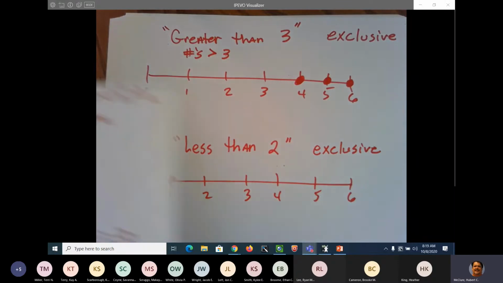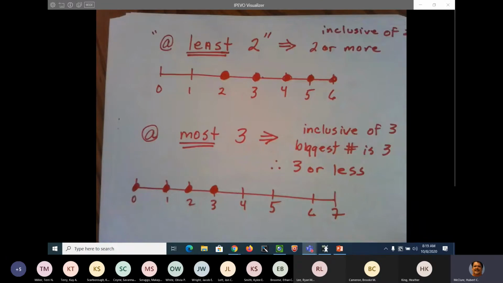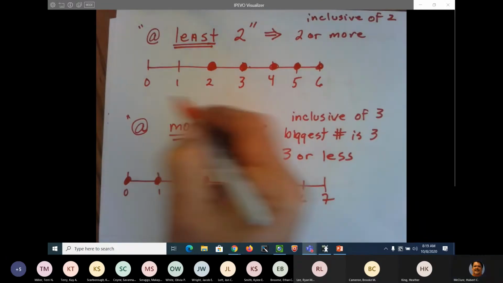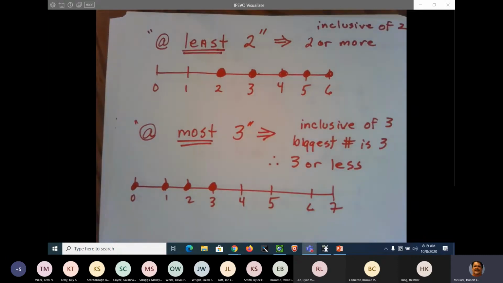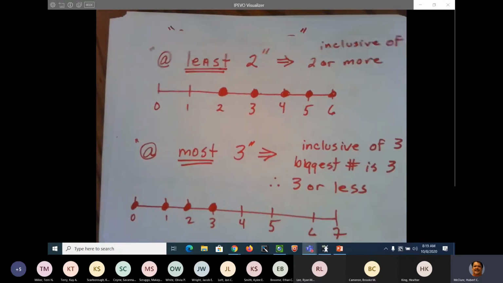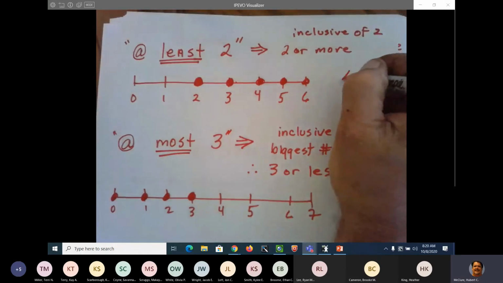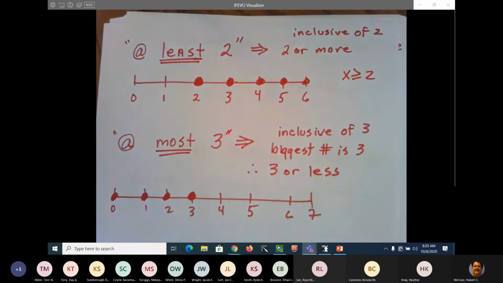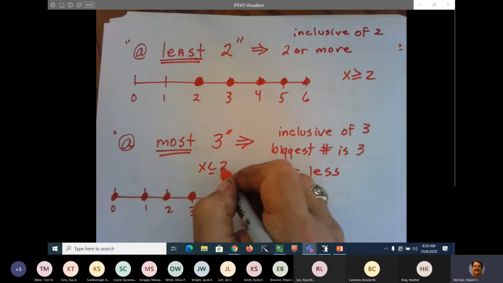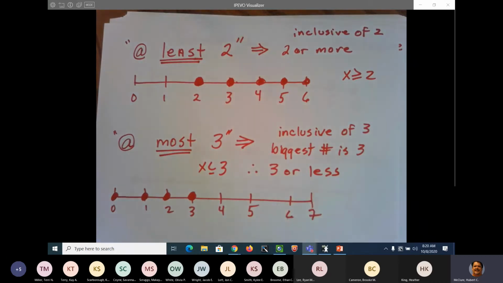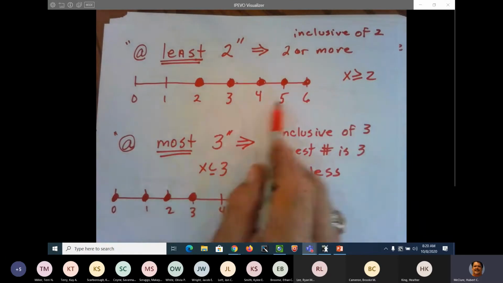Okay, so before we even get started on this, you need to make sure you understand when you're given a mathematical sentence that looks like these two, you know that you've got inclusive, which means this one would be x is greater than or equal to 2. This one would be x is less than or equal to 3. I'm sorry, yeah, less than or equal to 3. So you need to be able to translate this into this or this.